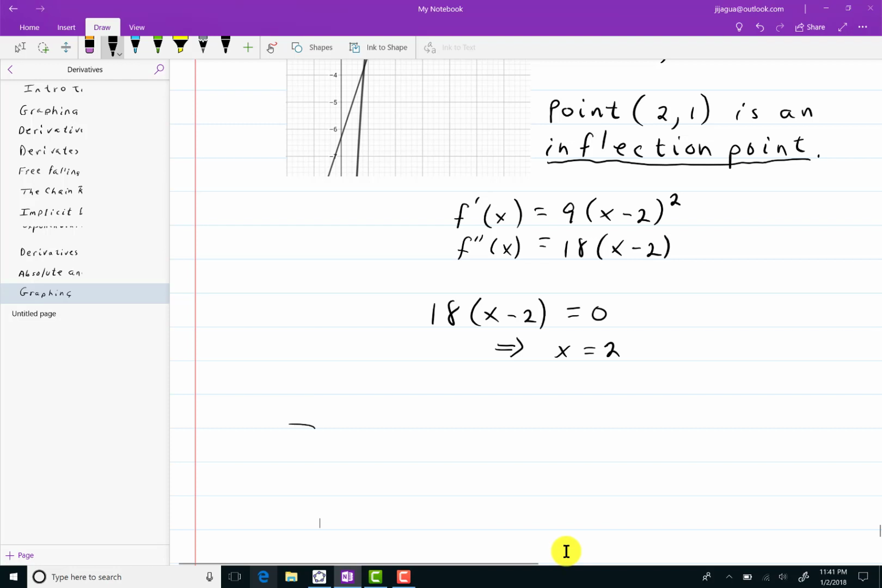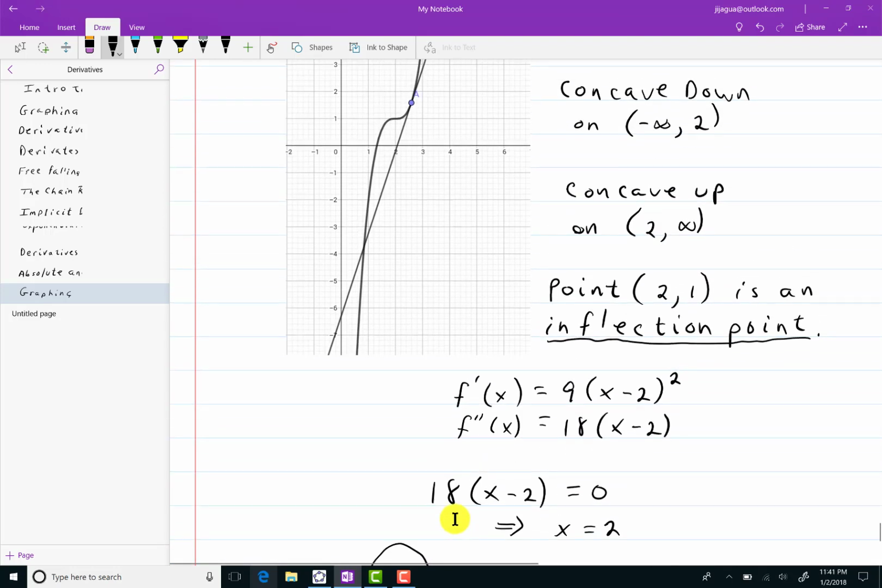Draw a number line. And this will be my f double prime number line. I'll mark off 2. And as I did with the first derivative, I'm going to try a test point before 2, and a test point after 2. So before 2, I guess 0 would be the easiest thing to try. I'll plug 0 in for x, and I end up with negative 36. So if I plug in 0, I get a negative number, so it'll be concave down. And of course, we see this based on the graph. Concave down where the second derivative is negative.